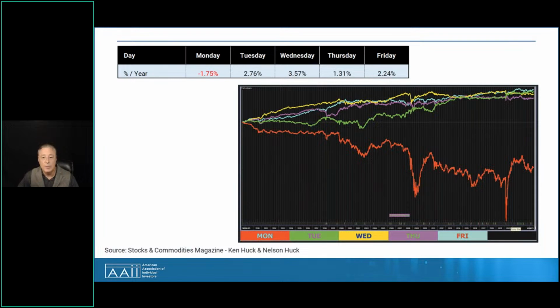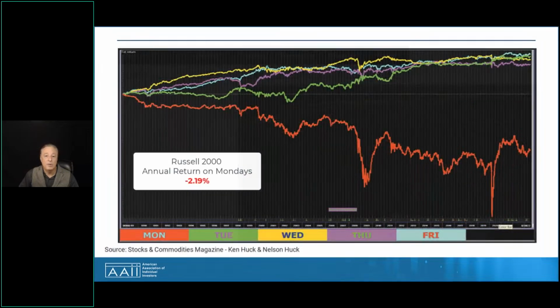In this table, we can see the results from a study published in Stocks and Commodities magazine in 2023 on the average returns on each day of the week of the S&P 500 from 1965 through June 2023. And as replicated by many, they showed that Mondays were the worst performing day of the week, with an accumulated average yearly return of a shocking minus 1.75%. And it only gets worse for small caps, with the Russell 2000 coming in at minus 2.19% as measured from the year 2000. I mean, look at that differential.